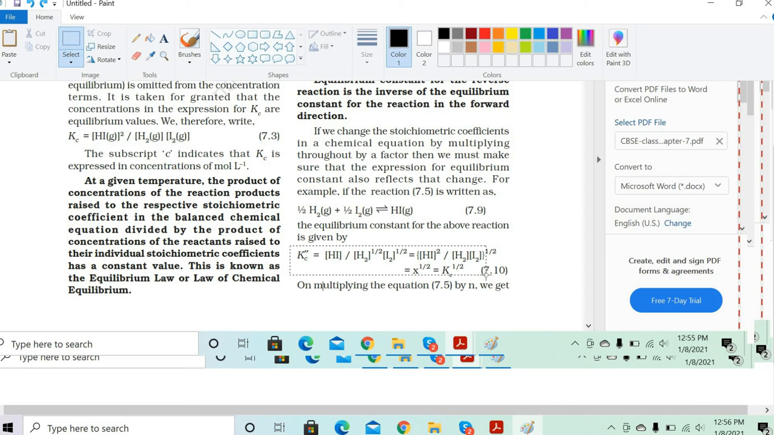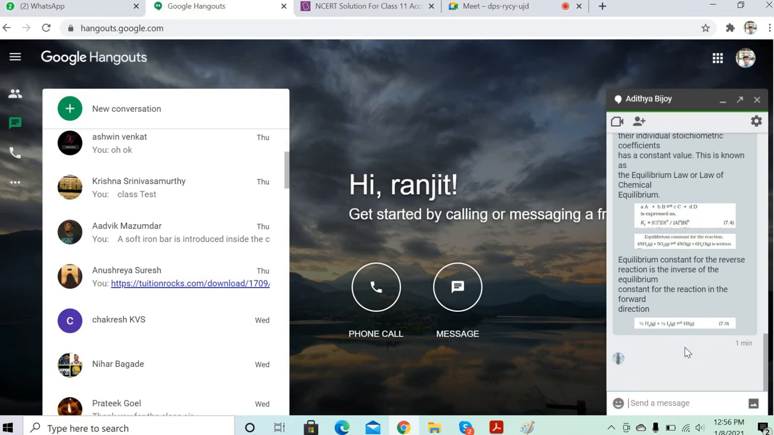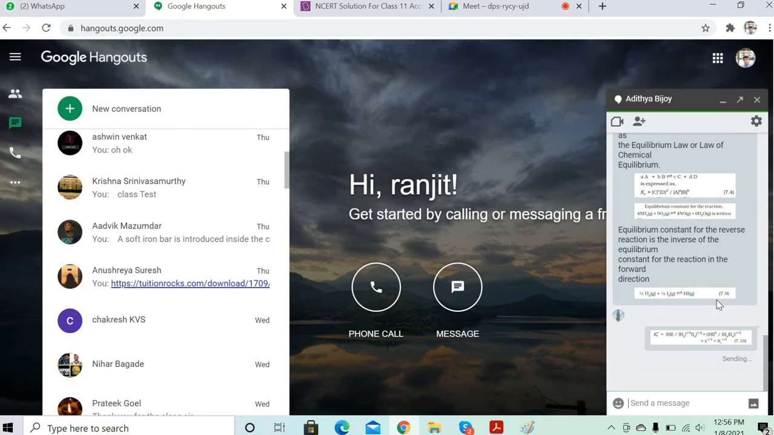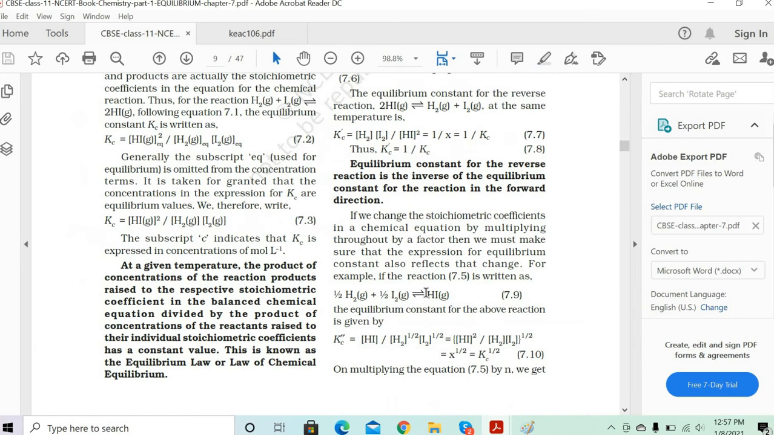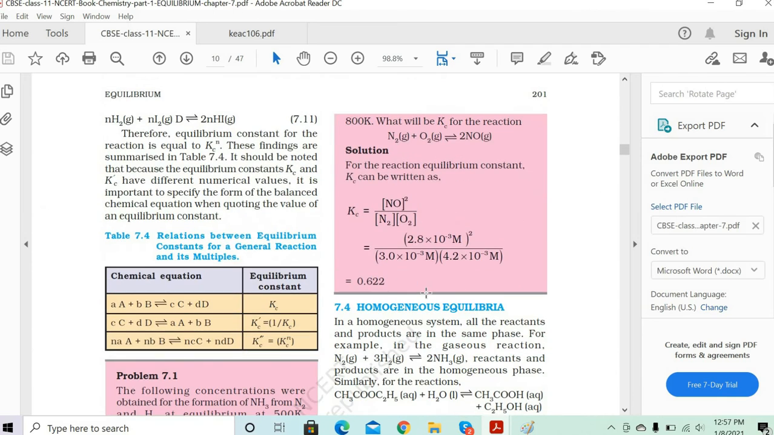Okay, I get it. This will be helpful for your numerical calculations. Yes, sir, I got it now. Understood this part? Clear this part? Yes, sir, clear.